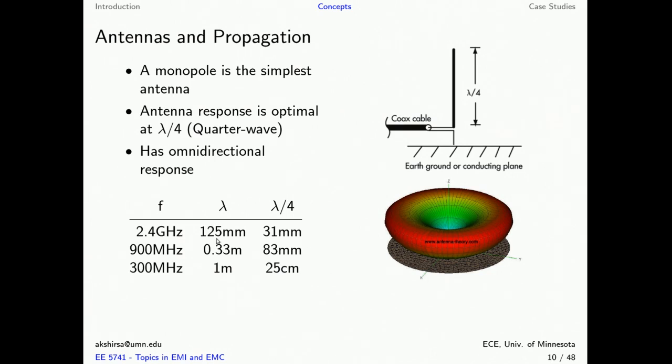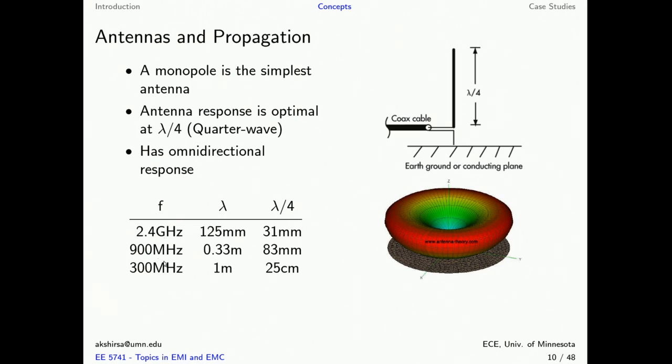Now, this is just a quick example to show that a small trace on a PCB, which is very commonly possible, could be of this dimension, and if we are not careful, it is going to start picking up energy at 2.4 gigahertz.